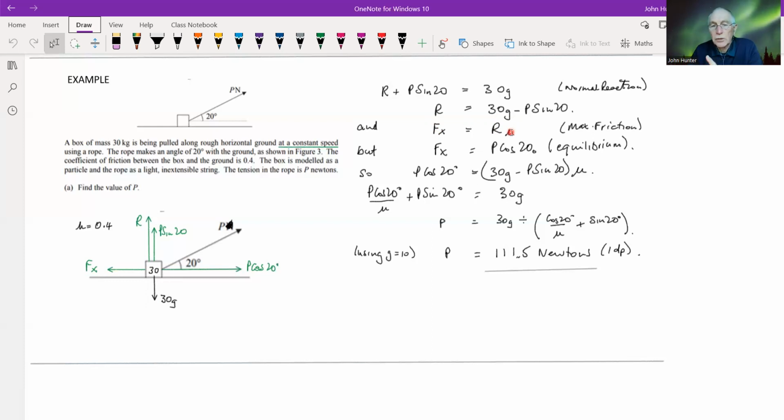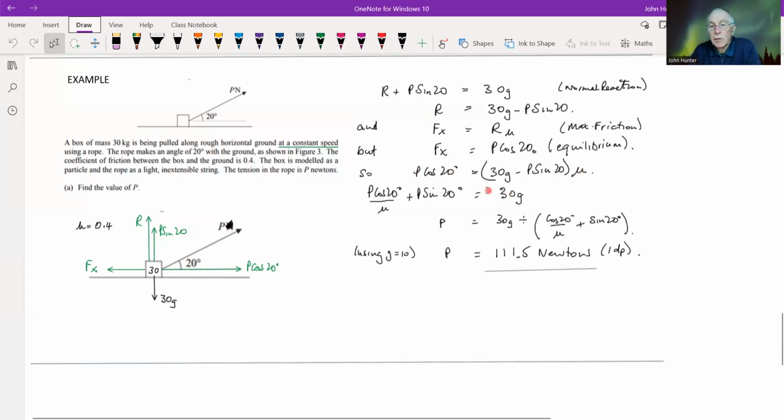Okay, so what we're trying to solve for is P here. We can see from the horizontal that Fx equals P cos 20. So basically, I've knocked the maximum friction out of the calculation. Instead of Fx equals mu times R, what I've done is I've used P cos 20, which is Fx. So that's essentially the same as Fx equals mu times the reaction force.